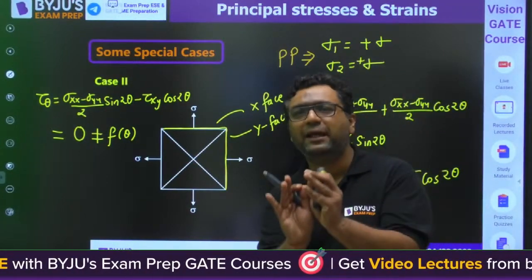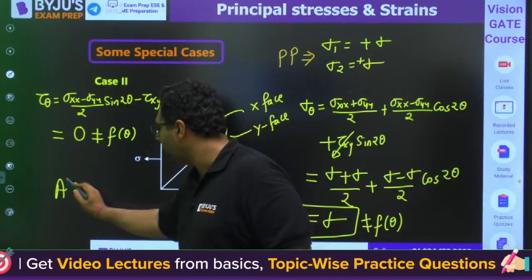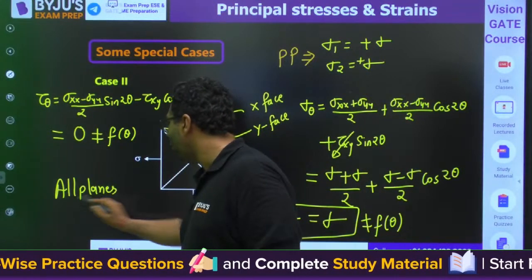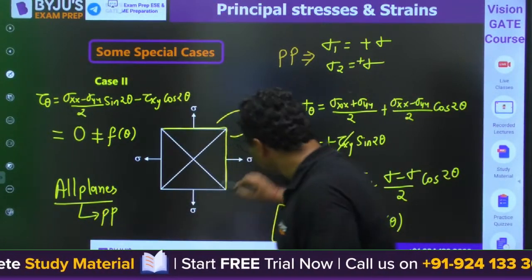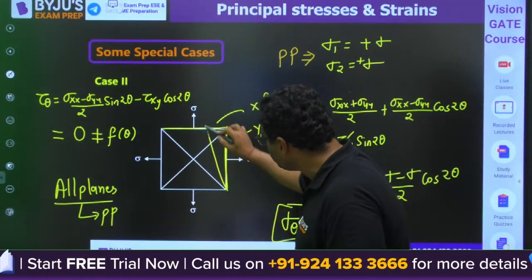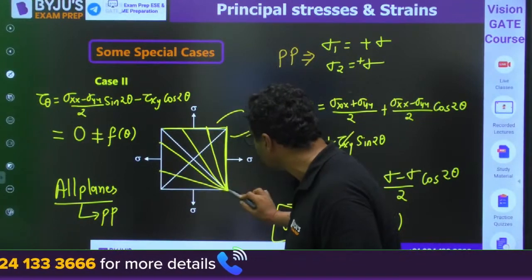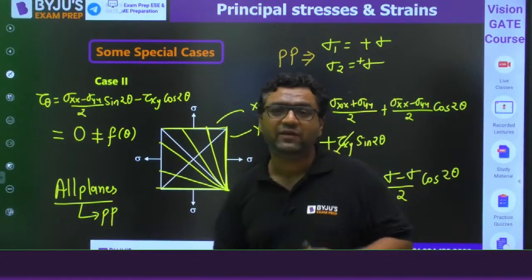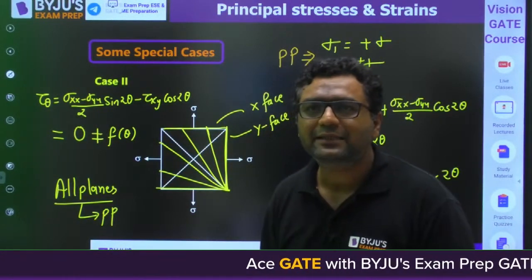If at every plane shear stress is 0, we can say all the planes will be acting like principal planes. So if you are talking about this plane principal, this plane principal, this plane principal, this is an example of a college where every teacher is principal. Are you getting it? Yes.